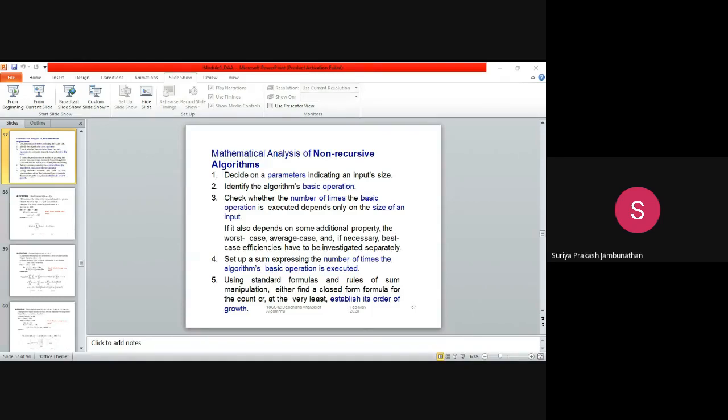In this case, I want to display the multiplication table of 2 until 10. So 1 into 2 is equal to 2, 2 into 2 is equal to 4. Like that, I want to display until 10. We have the same basic operation, and it will be executed 10 times because we need the 2 table until 10. So the number of times the basic operation will be executed depends on the size of the input. I want to make it for 10 times, so it's executing 10 times.